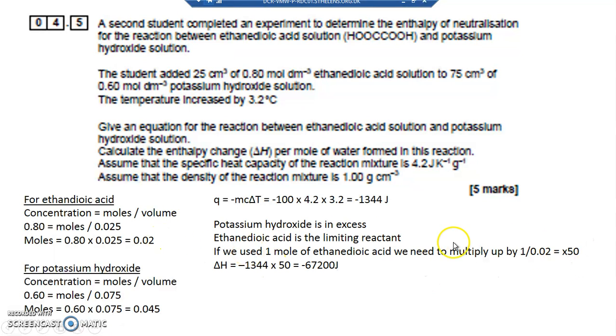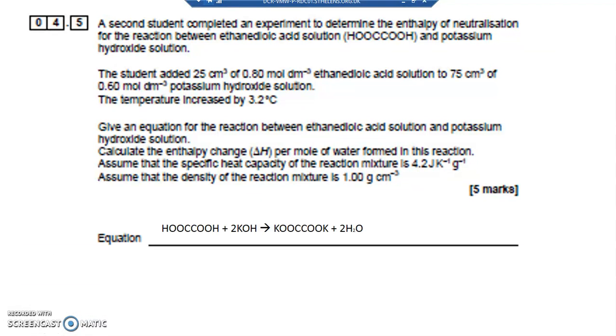Those slightly stronger at maths will just multiply 1 divided by 0.02 by this value here. But I'm scaling up by 50 times. Minus 1344 times 50 is minus 67200 joules. That's how much energy is given out when 1 mole of ethane dioic acid is used. Now the question says how much per mole of water formed. So let's have a look back in the equation. 1 mole of ethane dioic acid makes 2 moles of water formed.